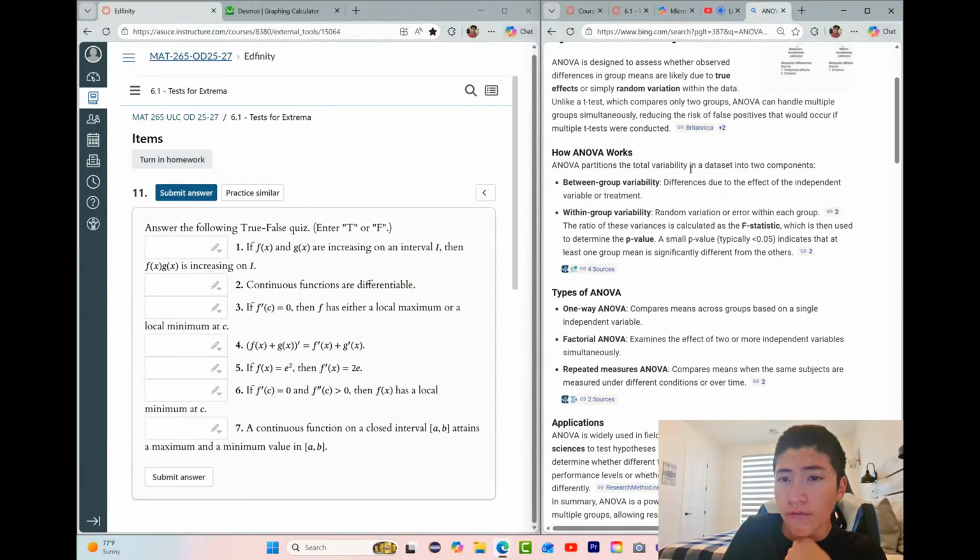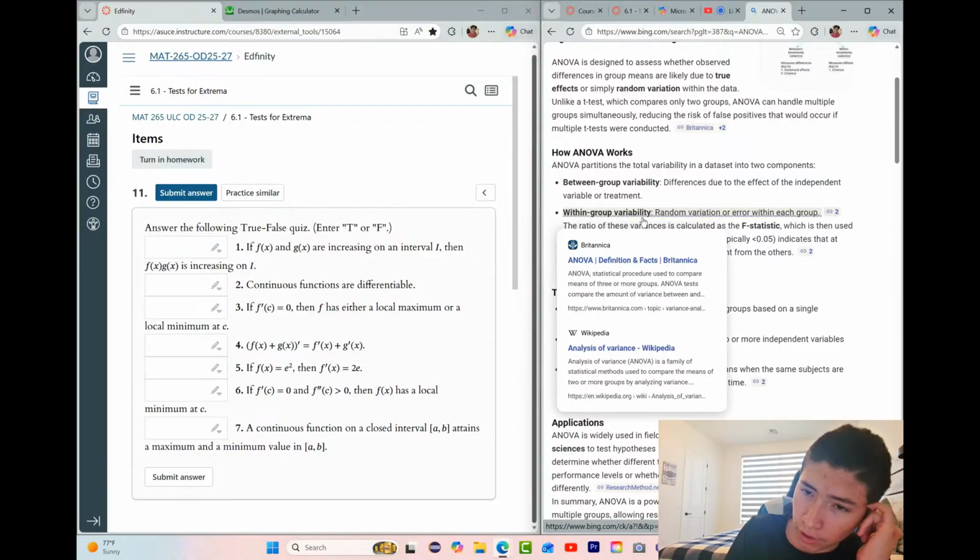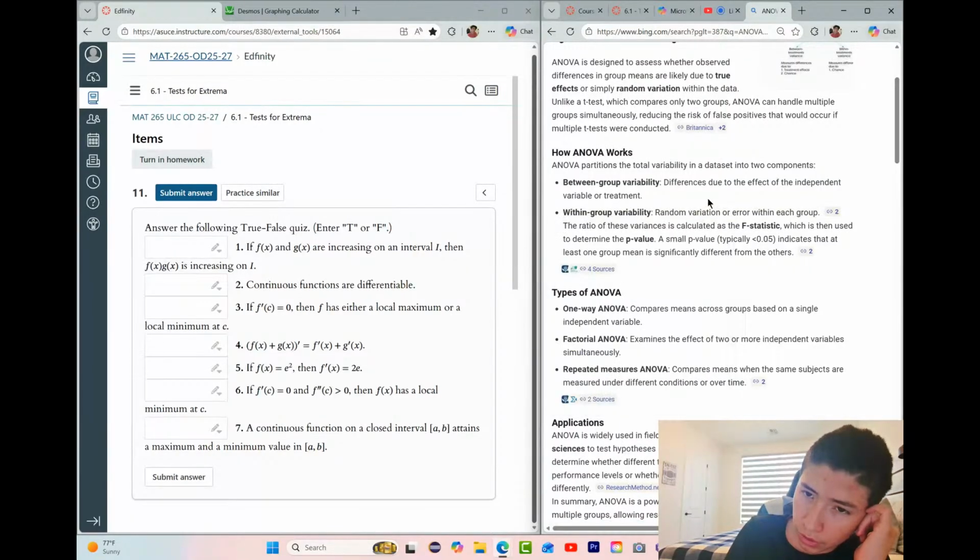Partitions the total variability in a data set into two components. Between group variability: differences due to the effect of the independent variable or treatment. Differences due to the effect, okay? And then within group variability: random variation or error within each group. Random variation or error. Gotcha.